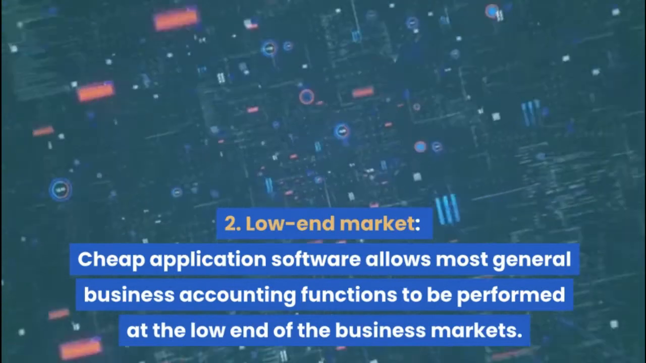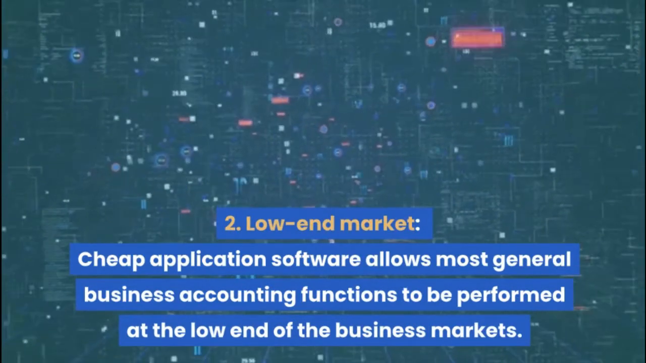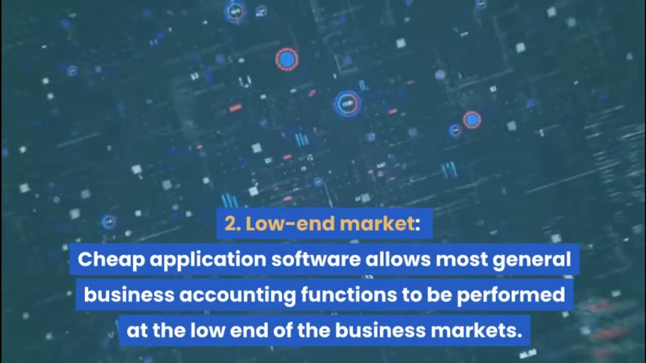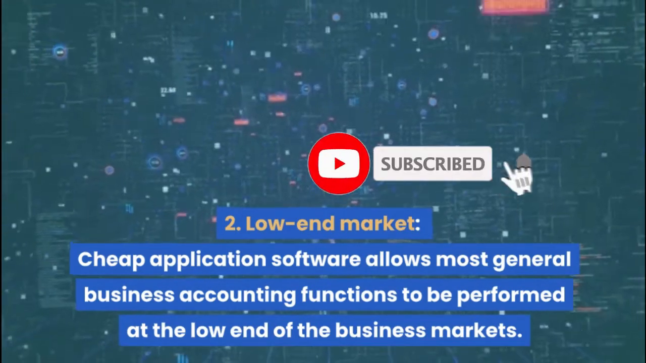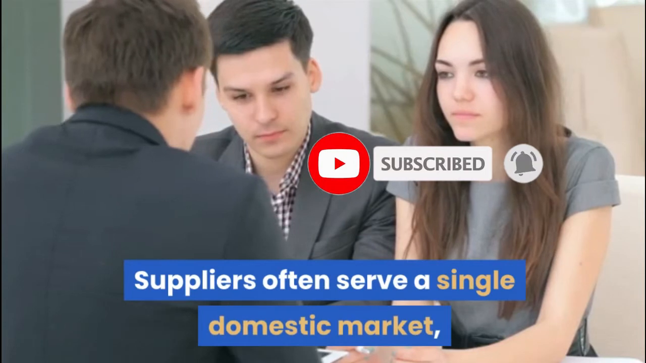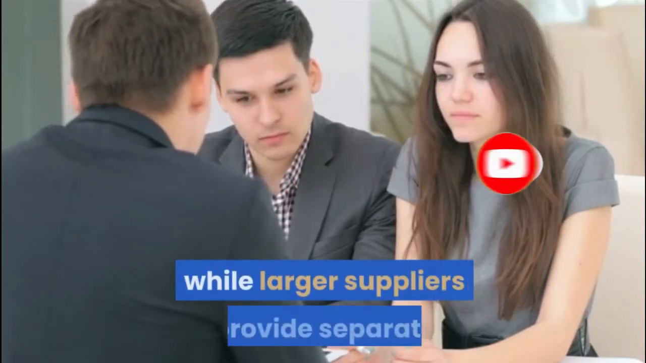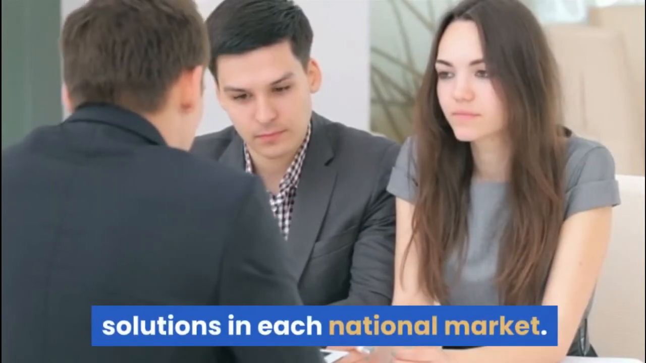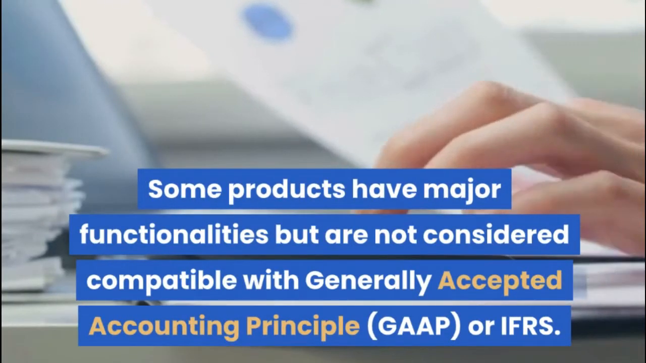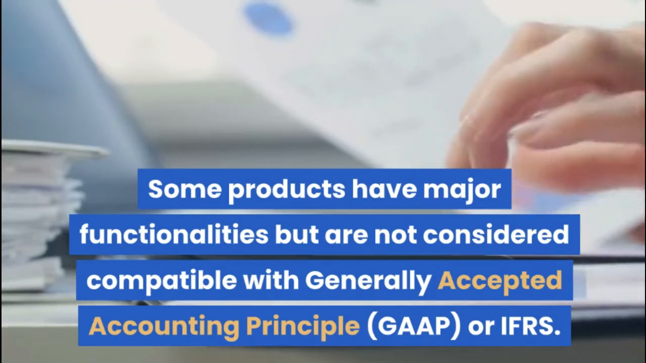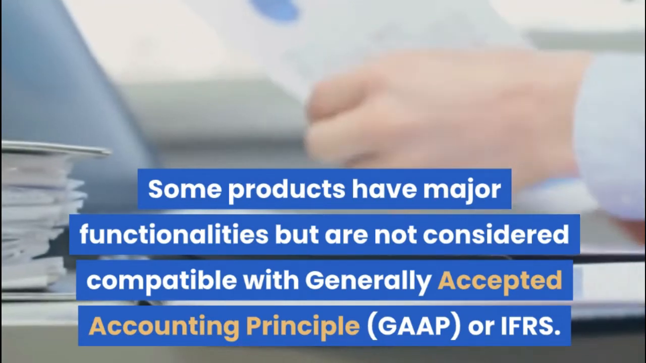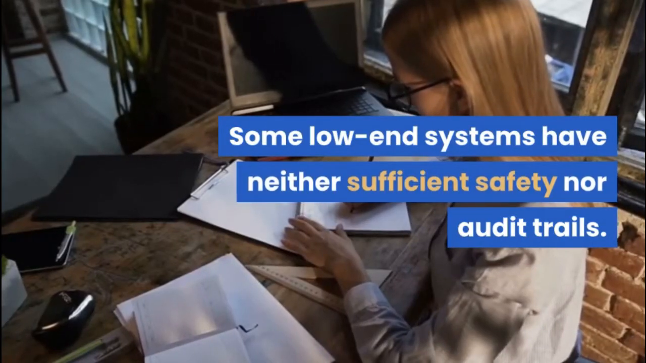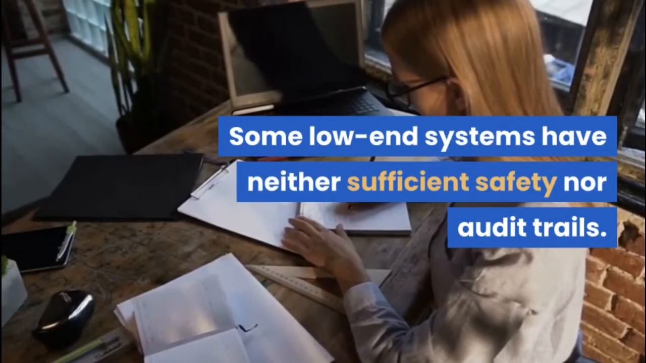2. Low-end market. Cheap application software allows most general business accounting functions to be performed at the low end of the business markets. Suppliers often serve a single domestic market, while larger suppliers provide separate solutions in each national market. Some products have major functionalities but are not considered compatible with generally accepted accounting principles or IFRS. Some low-end systems have neither sufficient safety nor audit trails.